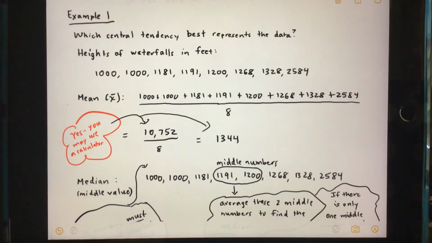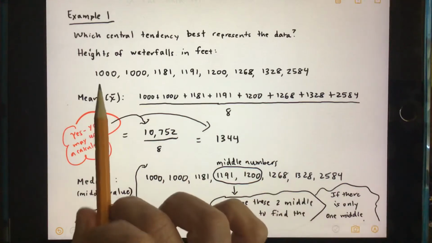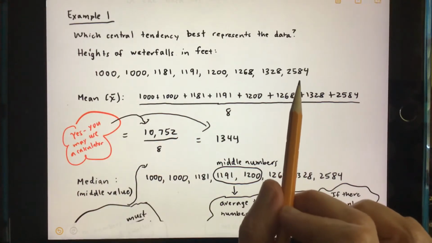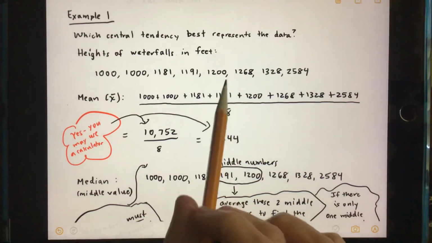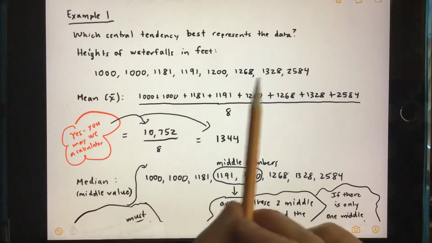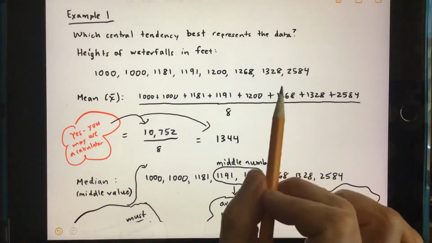So we're given some heights of waterfalls in feet, and they happen to be already organized from least to greatest. So the lowest waterfall, 1,000, the highest waterfall, 2,584. And first of all, I want you to just notice what's happening here. We have a lot of data in the range from 1,000 to 1,300, and then all of a sudden we have this really tall waterfall.